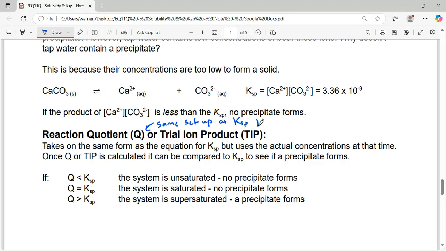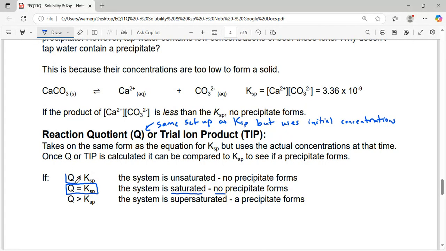As KSP, but uses initial concentrations, right? Because we don't know if they're at equilibrium at that point. We don't know. So we put in our concentrations that we know at that particular time, and we use that to compare to KSP. So if the Q value is equal to the KSP, then we know that would be a saturated solution and no precipitate would form, right?